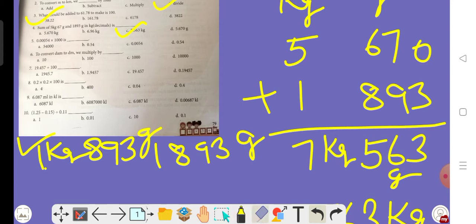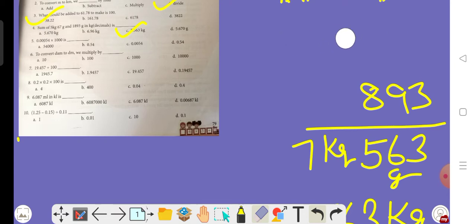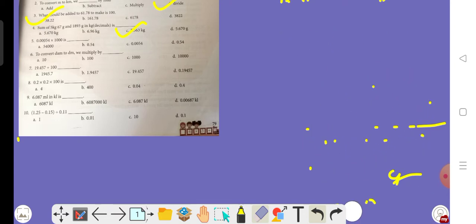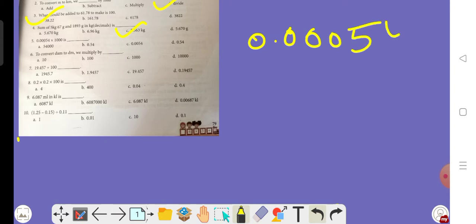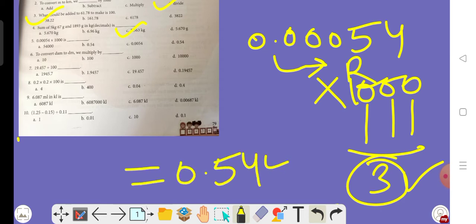Now look at the 5th question. In the 5th question we are given a number 0.0054 multiplied by 1000. Okay, in such multiplication what do we have to do? We have to count the number of 0s in the second multiplicand. Here we have 0.0054 and this is multiplied by 1000. 1, 2, 3. Here we have 3 zeros. So we have to move this decimal point toward the right side by 3 places. So the answer is 0.54. Okay, and that is your option number B.